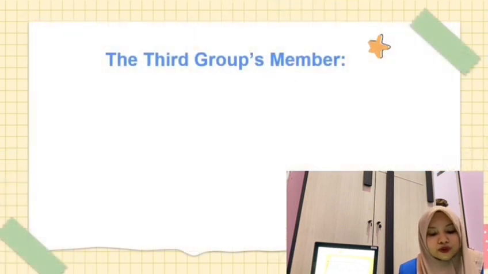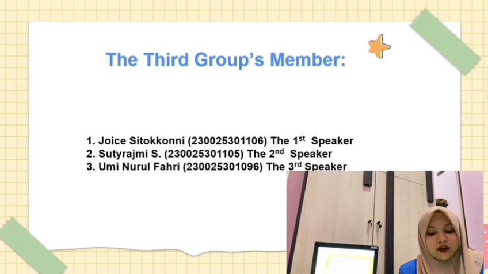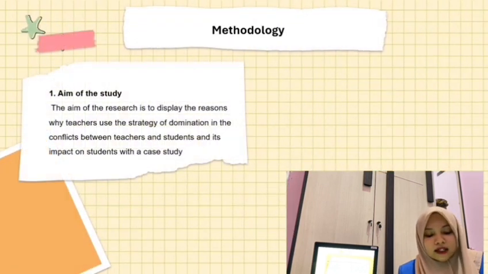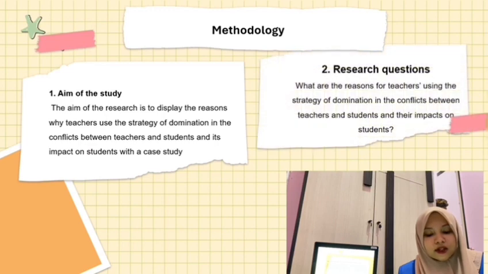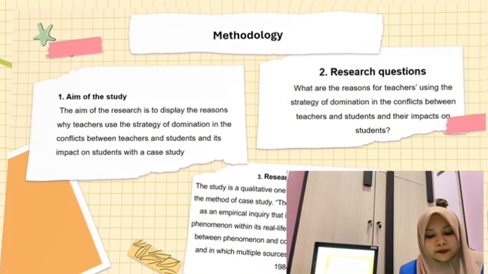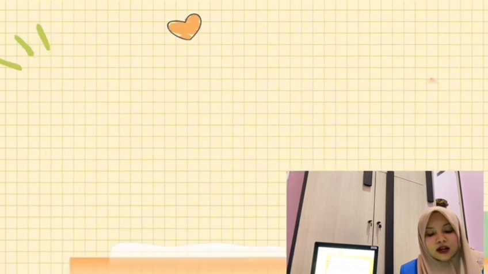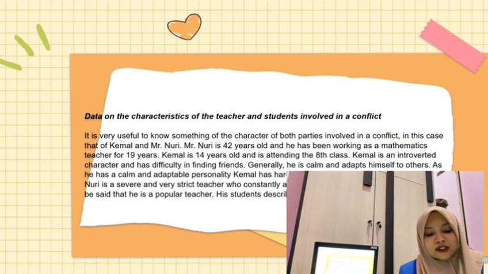It's very useful to know something of the character of both parties involved in a conflict. In this case, that is Kemal and Mr. Nuri. Mr. Nuri is 42 years old and he has been working as a mathematics teacher for 19 years. Kemal is 14 years old and is attending an A class.